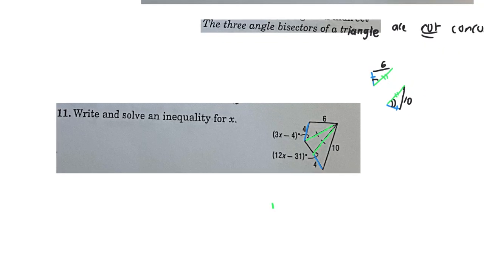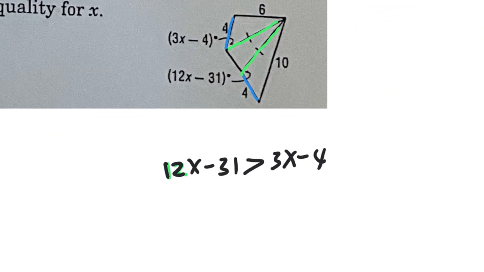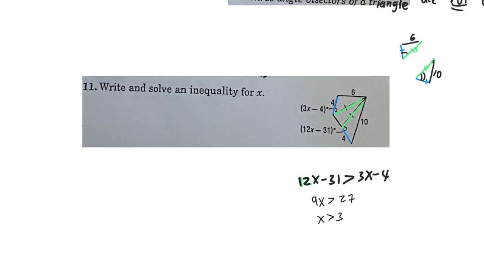Okay, so we know that 12x minus 31 has to be greater than 3x minus 4. But then they want us to solve it. Subtracting 3x from both sides gives us this. Adding 31 to both sides gives us this. Dividing both sides by 9 gives us this. So no matter what, whatever x is, because of this situation, x has to be greater than 3, no matter what. All right. So that's how you do that.